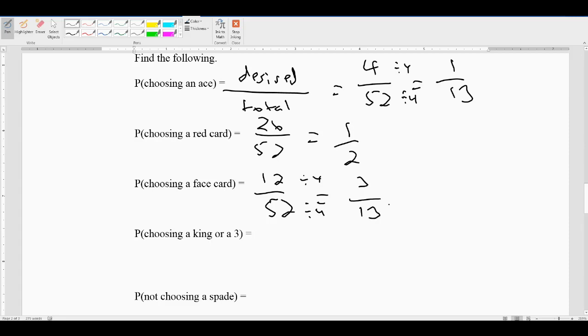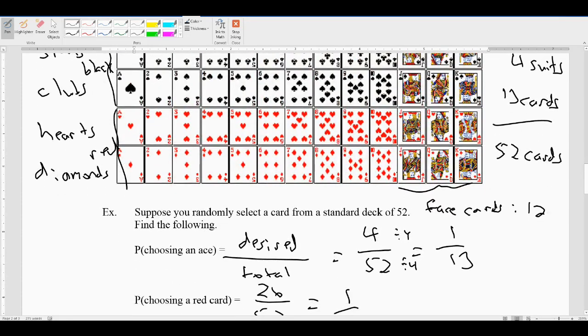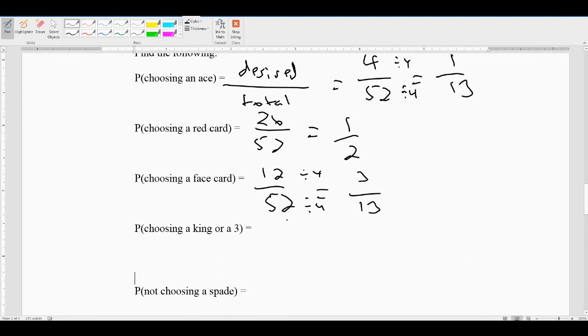So I actually used my fractions to check my answer, because I knew when I looked at my face cards in this particular suit, the diamonds, 3 out of 13. So when it didn't reduce the way I wanted it to, I knew there was a mistake somewhere. So even though I make mistakes, you can learn from them, in other words.